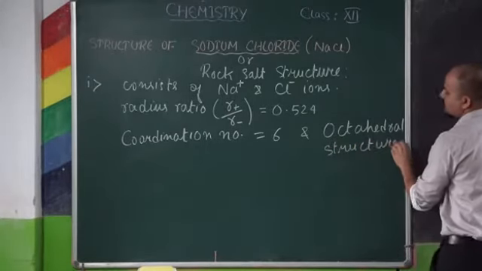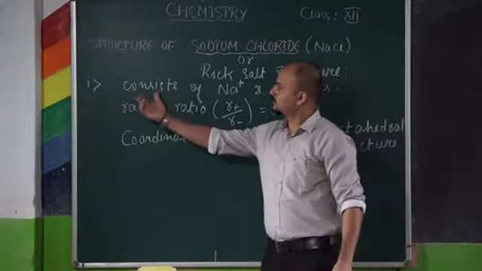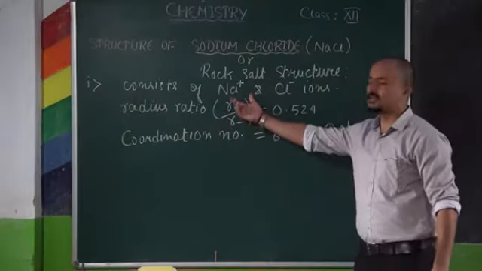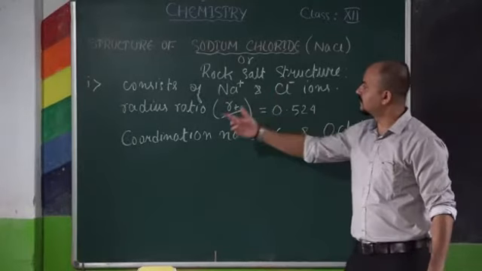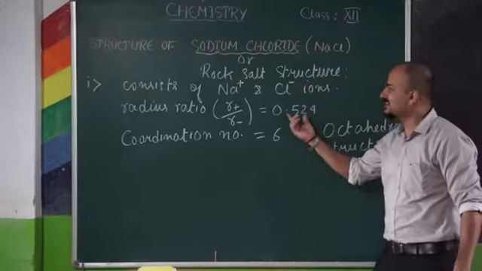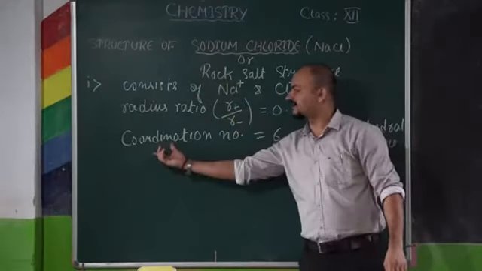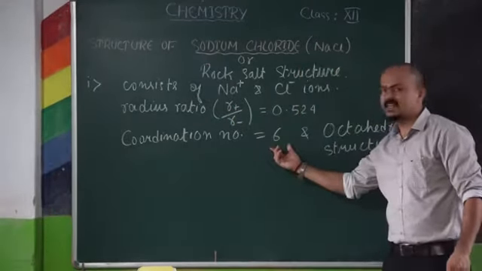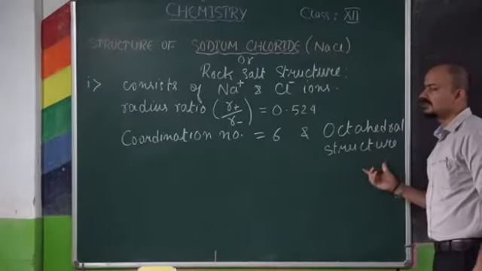So this is the first point that you have to remember. In sodium chloride, it consists of Na+ ion and Cl- ion. Radius ratio equals 0.524. This suggests that this sodium chloride will have coordination number 6 and will have octahedral structure.